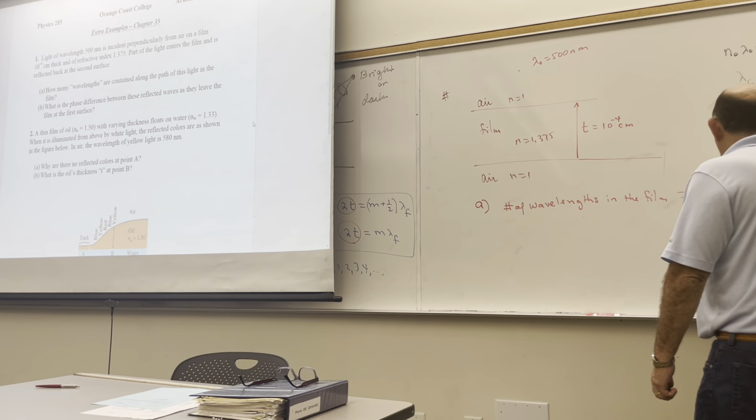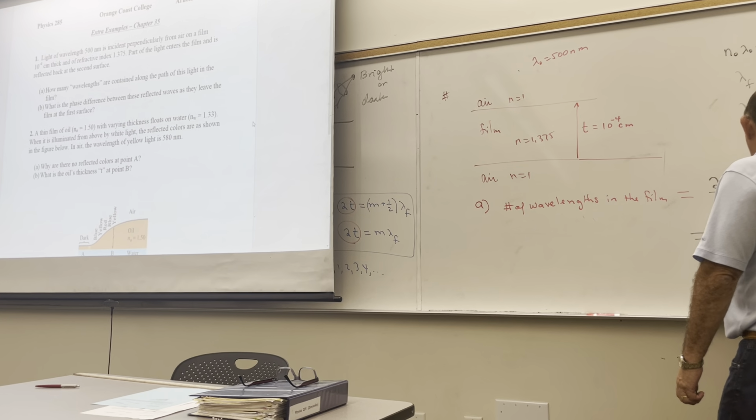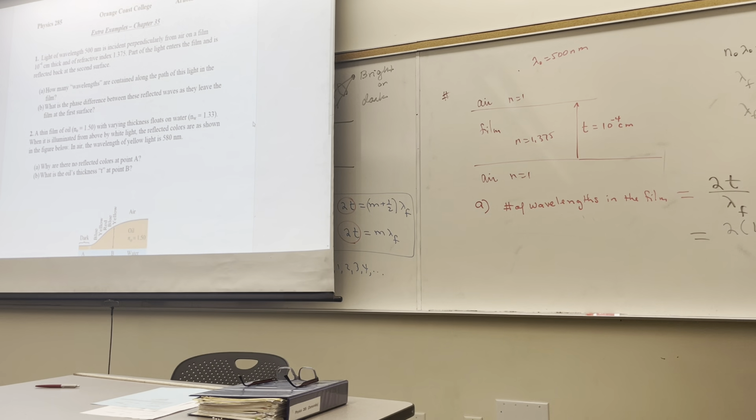Good. That's good. So it would be 2t divided by the wavelength of the light in the film. So that would simply be twice the thickness, which is 10 to the minus 4 centimeters, which would be 2 times 10 to the minus 6 meters. I'm going to use meters. And the wavelength of the light in the film is 500 nano, that's 10 to the minus 9, divided by 1.375. So, what do you get? How many wavelengths are you going to get there?